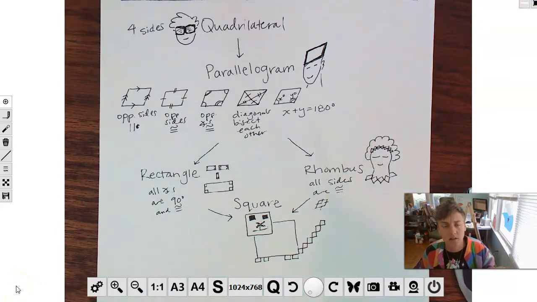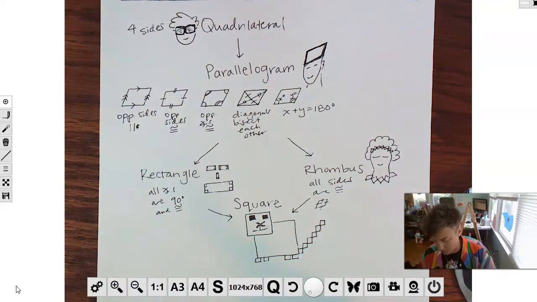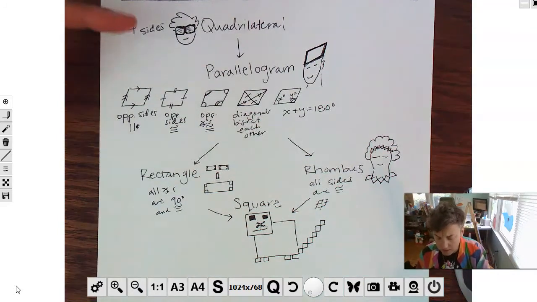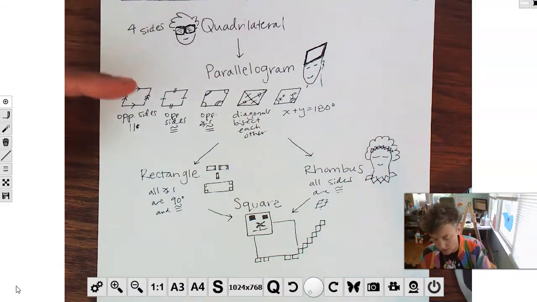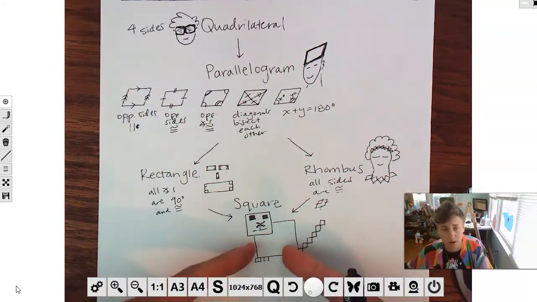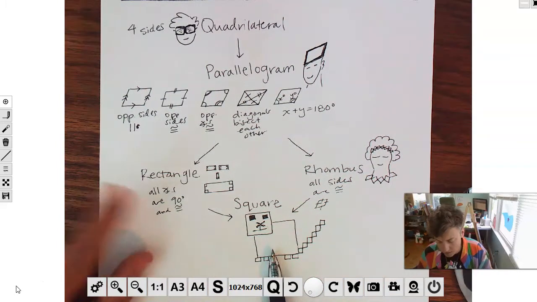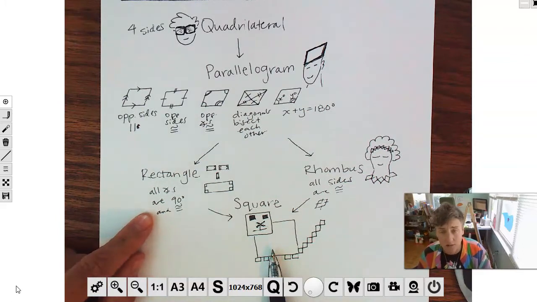Alright, so a lot of your questions are going to be asking you, do figures fit into one of these categories? Or if they are one category, are they also another category? So let's think about this for a second. Since every generation gives all of its properties to the next generation, and these 2 kids give all their properties to their cat, is a square a rectangle? Does a square have all 90-degree angles? Yes, it does. So a square is a rectangle.